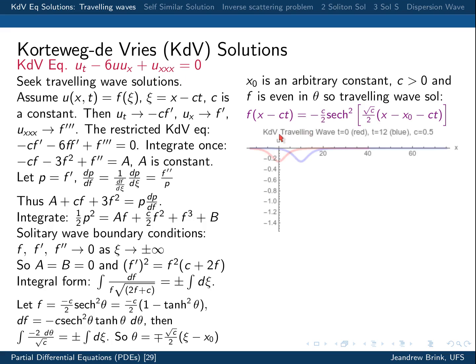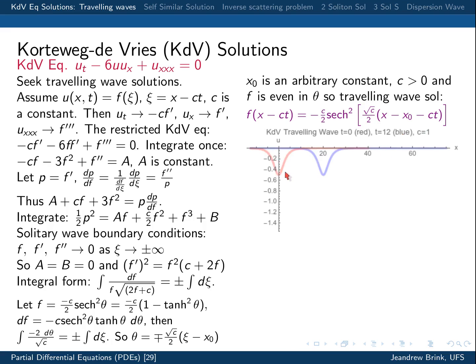So what I want to do now is simply give you a feeling for what these profiles actually look like for various values of c. What I'm going to do is plot this wave at time t equals 0 with x0 equals 0, so it's a wave centered at the origin, and then plot the wave at time t equals 12 units later. The initial wave is red, the final one is blue, and I will do it for several speeds. So we start with c equals 0.5, you have the following two profiles.